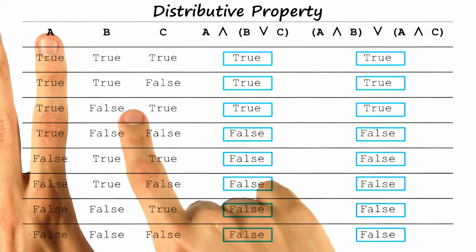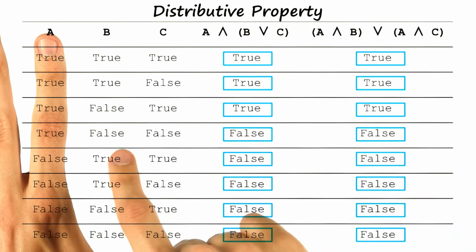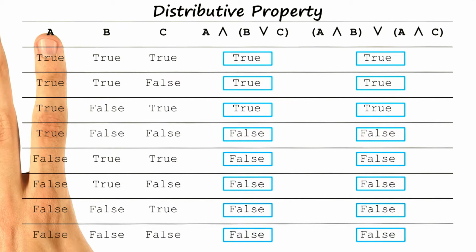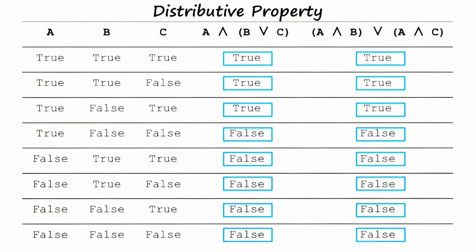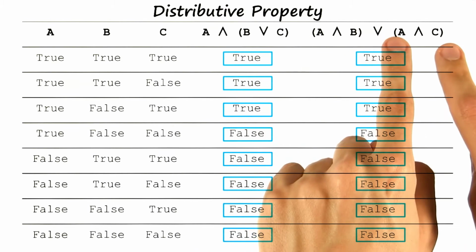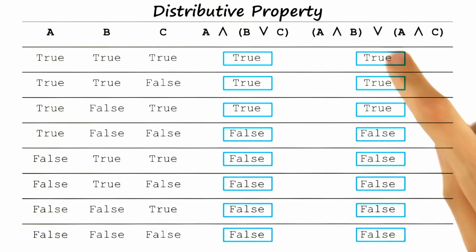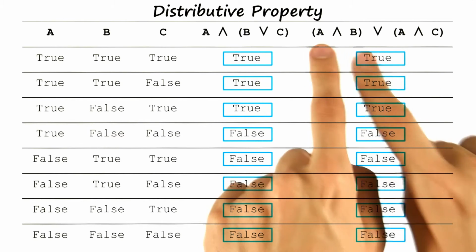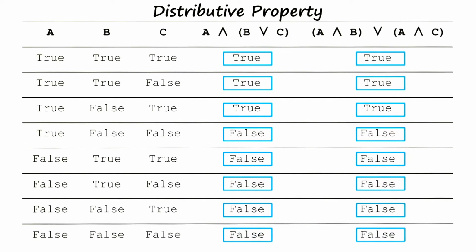Whenever either of them is true, the result is true, and only when both of them are false is the result false. So the one on the right is a little bit more complicated because for each of them, we need to look at both A and B and A and C. But because there's an or in the middle, that means once we discover that one of them is true, we don't need to really worry about the other one.